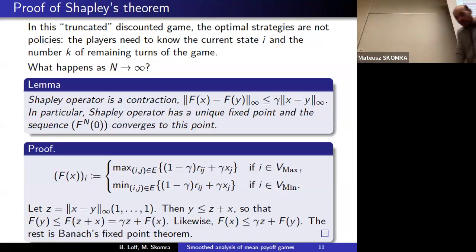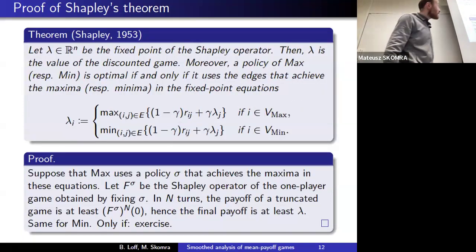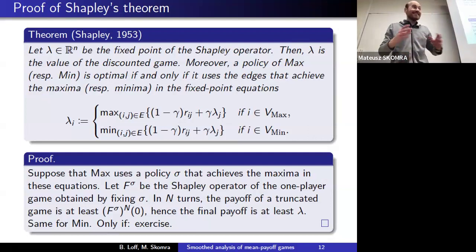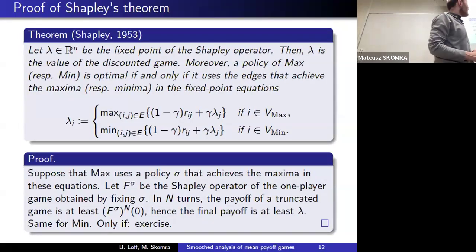Okay, so now we can conclude the theorem of Shapley, the more precise version of what I announced. If we take this fixed point of this Shapley operator, then this is exactly the value vector. And moreover, what are the optimal policies? Well, the optimal policies are exactly the policies that achieve the max or the min in this equation.